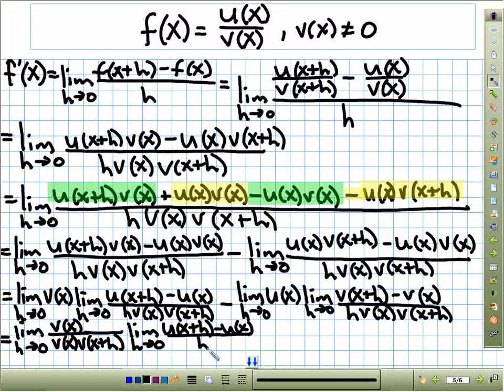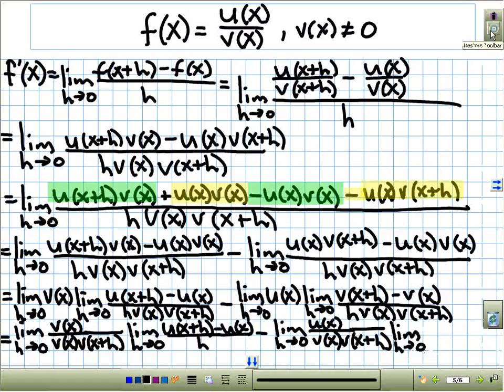Now let's do the same thing to this other part. We have the limit as h goes to 0 of u of x over v of x plus h, and then the limit of v of x plus h minus v of x over h.